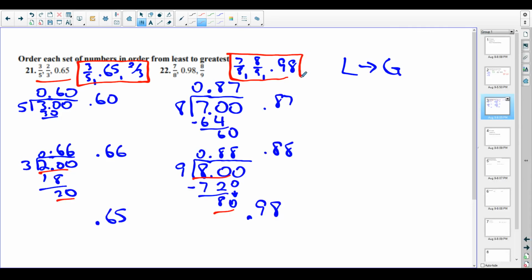Okay, that's it. That's another lesson down, mostly based off of can you change fractions to decimals. Okay, let's go practice.